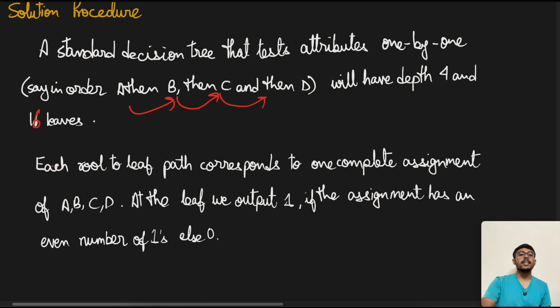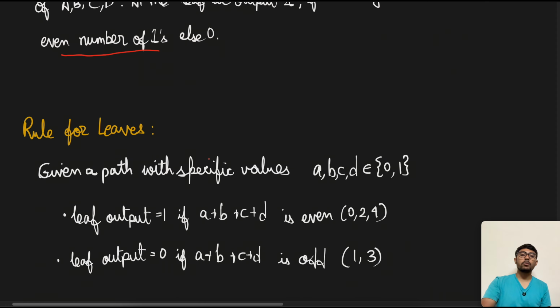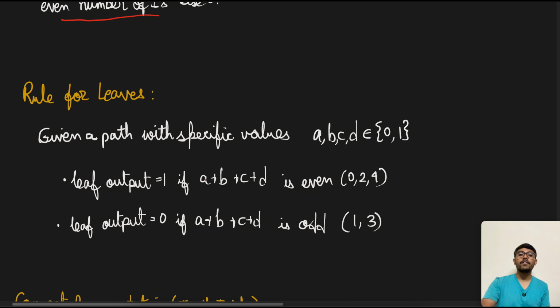Each root-to-leaf path corresponds to one complete assignment, one complete rule of A, B, C and D. At the leaf we output 1 if the assignment has an even number of ones, else 0. When we get an even number of ones, we mark even parity as 1. Now the rule for leaves: given a path with specific values of A, B, C, D, each 0 or 1, the leaf output is 1 if A plus B plus C plus D is even, that is 0, 2 or 4. Otherwise, the leaf output is 0 if A plus B plus C plus D is odd, 1 or 3.